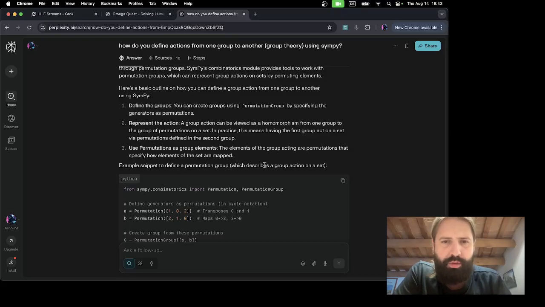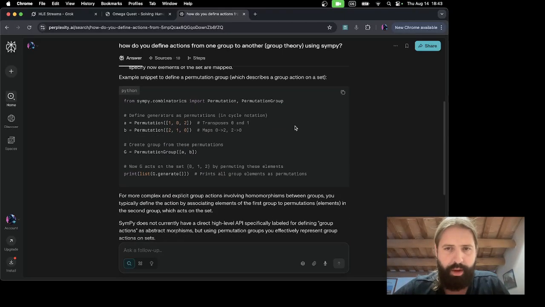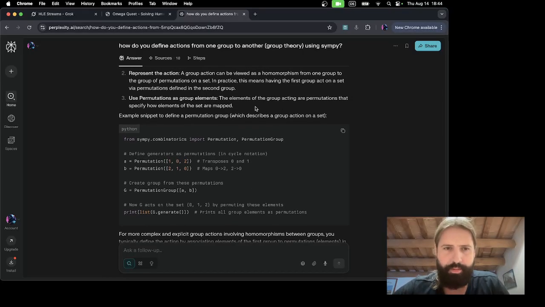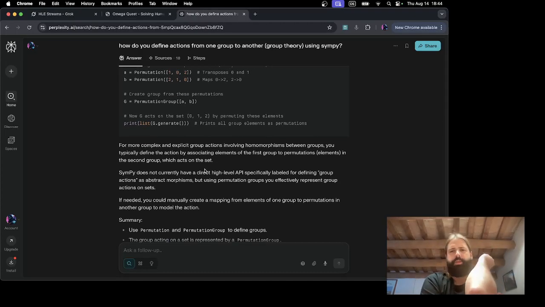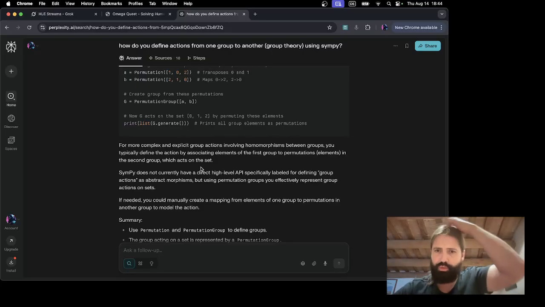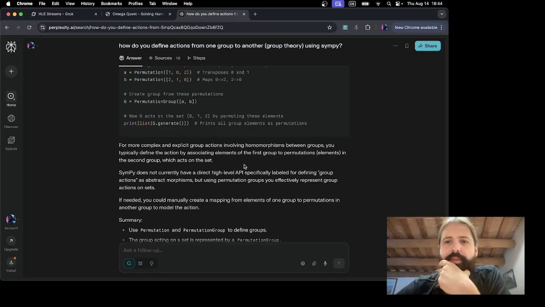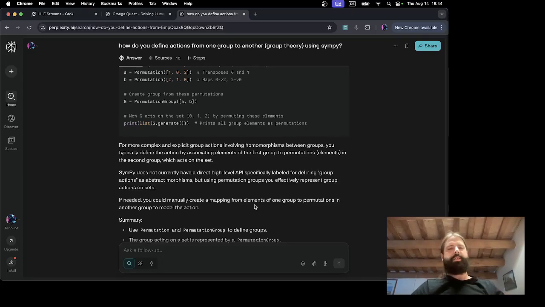Use permutations as group elements. The elements of the group acting are permutations that specify how elements of the set are mapped. Example snippet: define a permutation group. For more complex and specific group actions involving homomorphisms between groups, map to permutation elements in the second group which acts on the set. There is no high-level tool for defining group actions as abstract morphisms, but using permutation groups, you effectively represent group actions on sets.